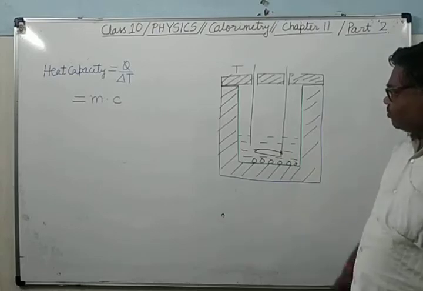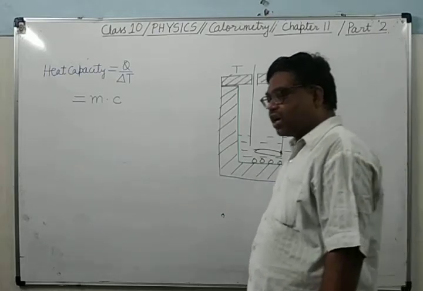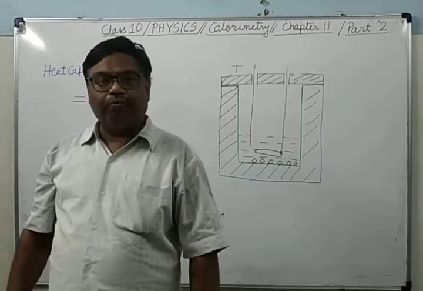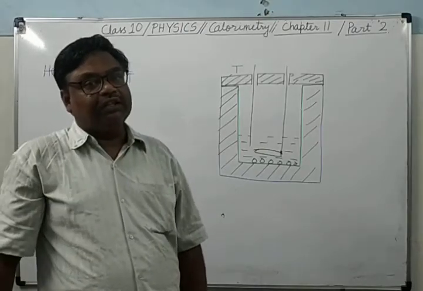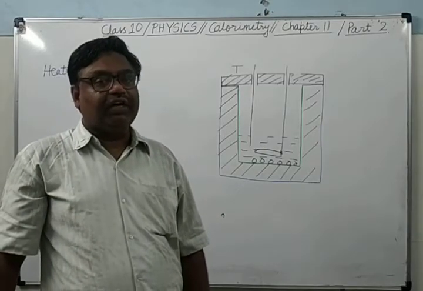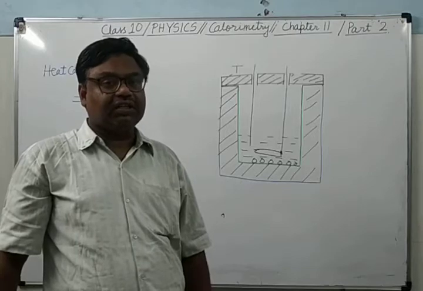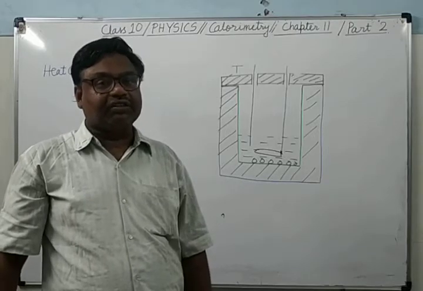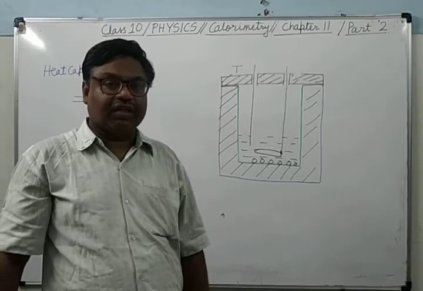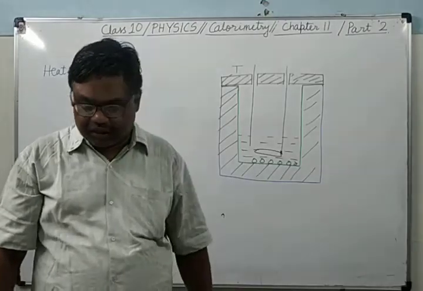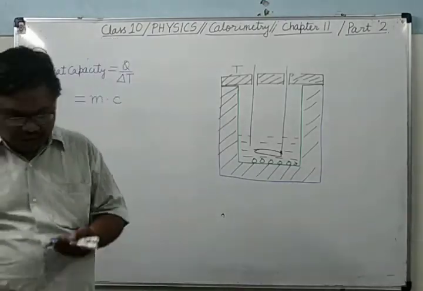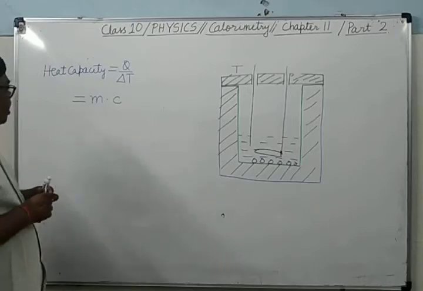So this is the calorimeter. There is one more purpose of the wooden lid. It is preventing the loss of heat due to convection. Now after this, there is one principle of calorimetry. What is the principle of calorimetry?